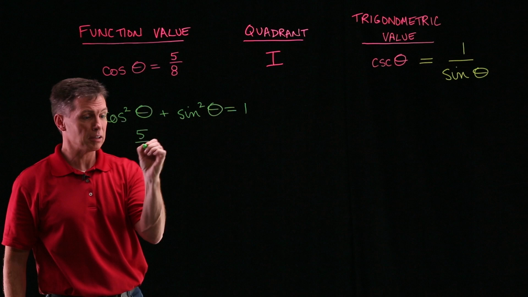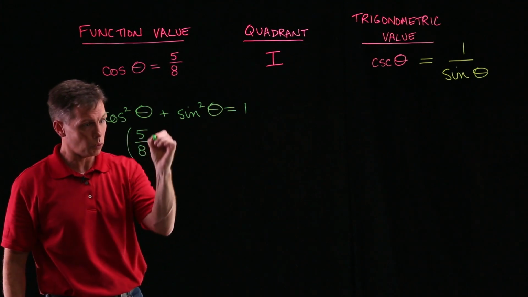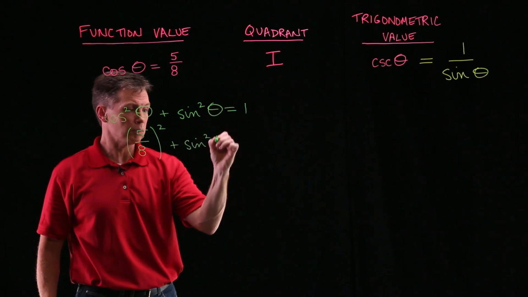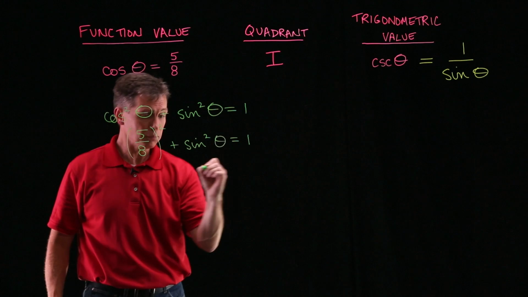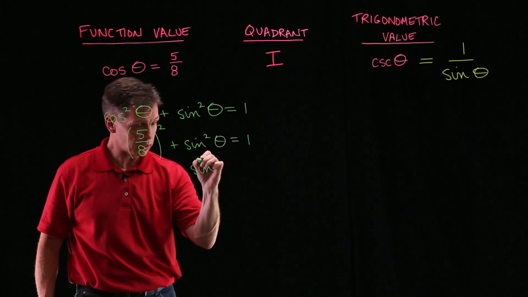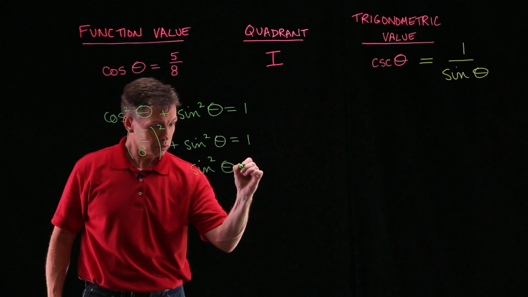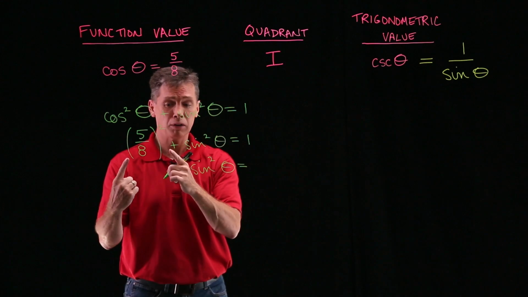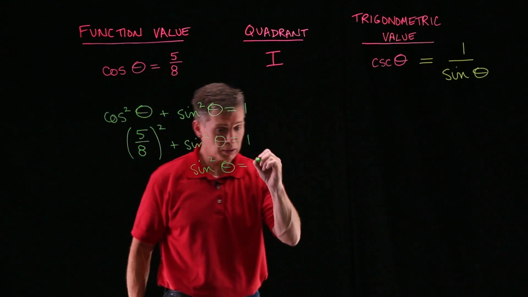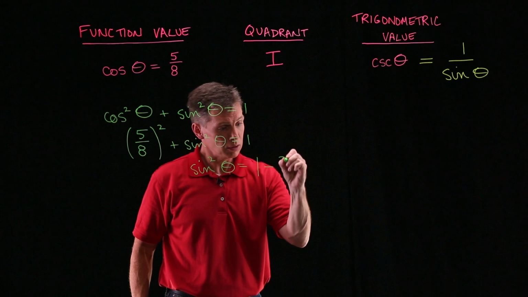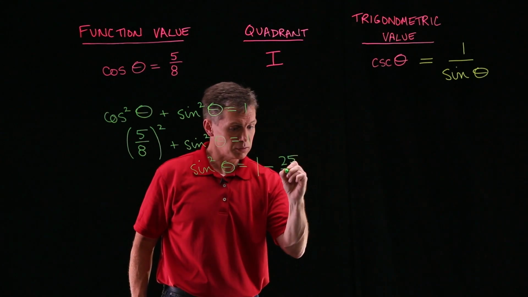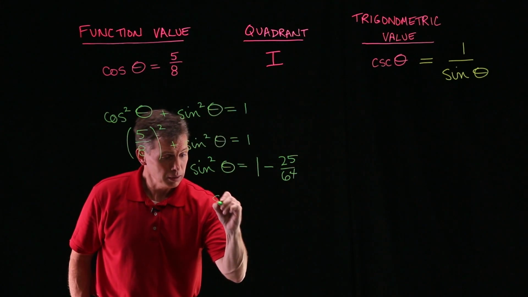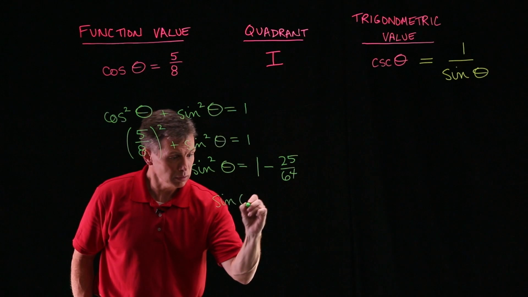I now know that 5/8 squared plus sine squared of theta equals 1. And I'm trying to get sine of theta alone. I'll keep it squared for a step. And now take this 5/8 squared and subtract it over to the other side. So I'm going to have 1 minus 25/64. As I go down a step, I said that we want to get sine alone.